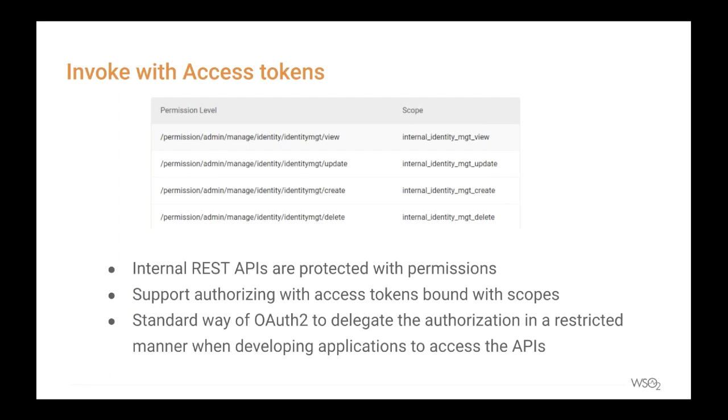Scope-based authorization is a standard way of OAuth2 to delegate the authorization in a restricted manner when developing applications to access the APIs. Otherwise, if a user has permission, any operations can be performed using any access token without any limitations.